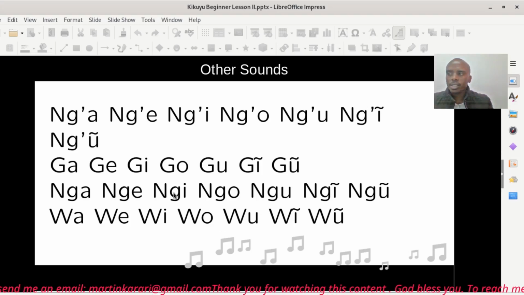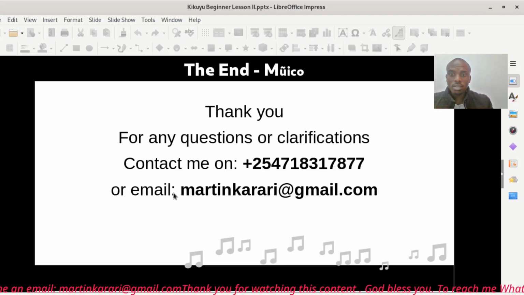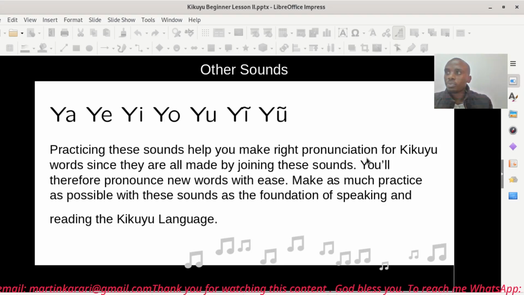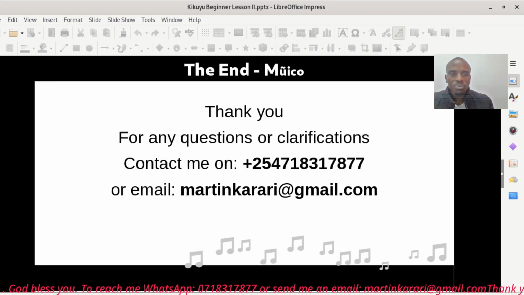And now going to the next, which is the last thing that we have today: ya, ye, yi, yo, yu, ye, yo. So, also for this one, I give you an assignment to go and make some words or some phrases that use these sounds. So, that is it for today.